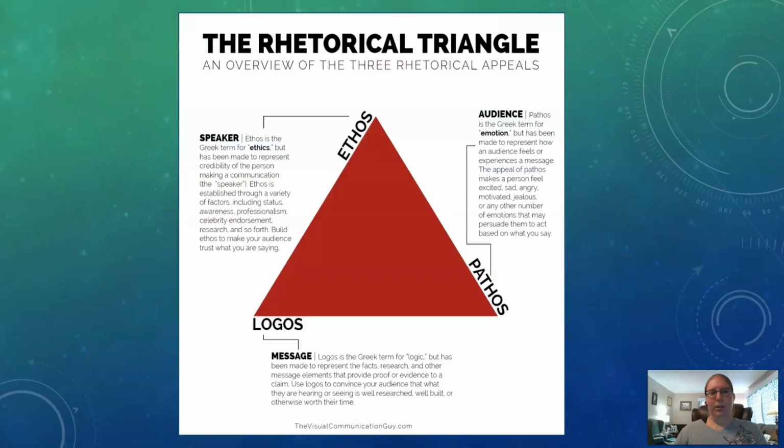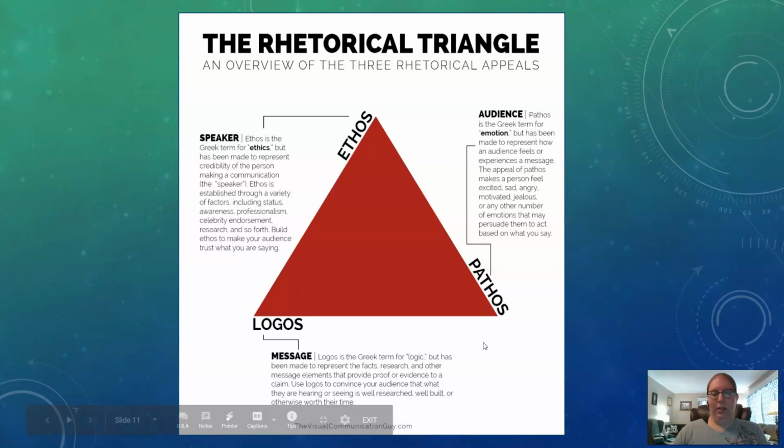So this is the rhetorical triangle here, or an overview of the 3 rhetorical appeals. So ethos is ethical appeal. Ethos is established through a variety of factors, including a speaker's credentials or their professionalism, their research, and so forth. So that is that side of the triangle, which builds ethos to make your audience trust what you are saying.